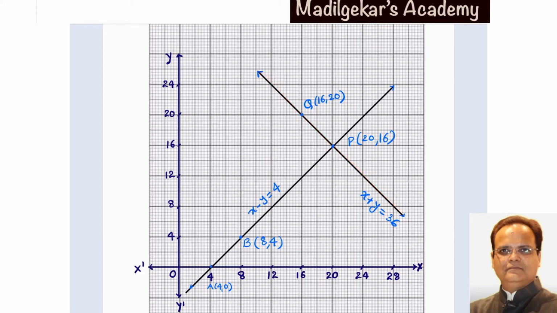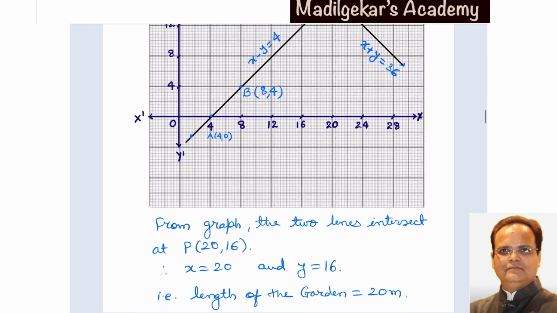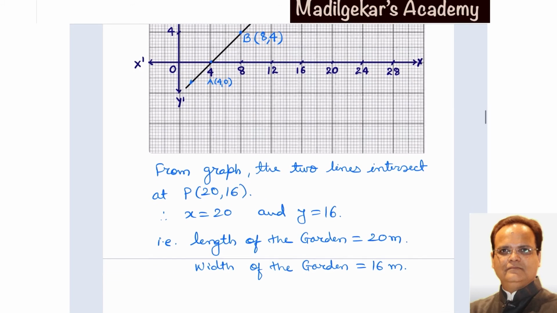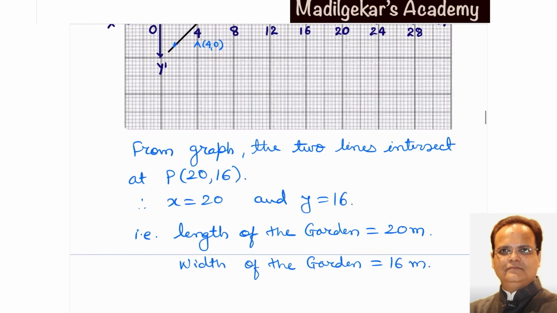From the graph, we can observe that these two lines intersect at point P (20, 16). So from the graph, the two lines intersect at P (20, 16), which means x is 20 and y is 16. This means the length of the garden is 20 meters and the width of the garden is 16 meters.